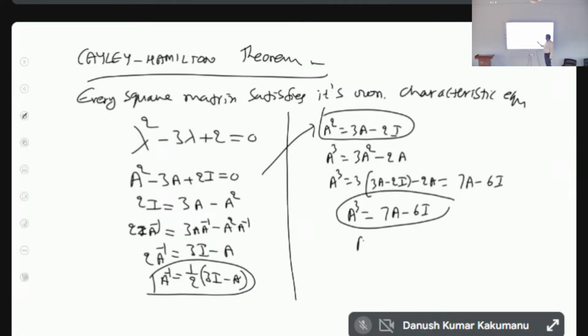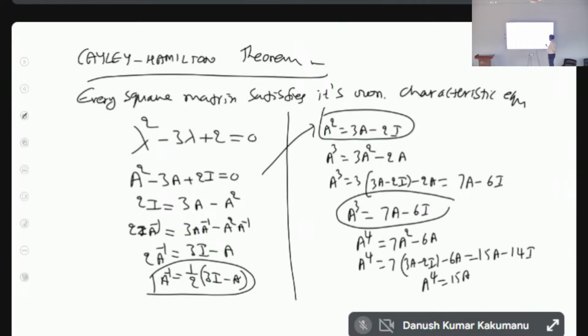Again if you multiply with A, what is the result here? A power 4 equal to 7A square minus 6A. A power 4 is equal to 7 into, what is A square here? 3A minus 2I, minus 6A. What is the result? 21A minus 6A, 15A minus 14I. Okay, A power 4 is equal to 15A minus 14I. Write down what is the purpose of the Cayley Hamilton theorem.